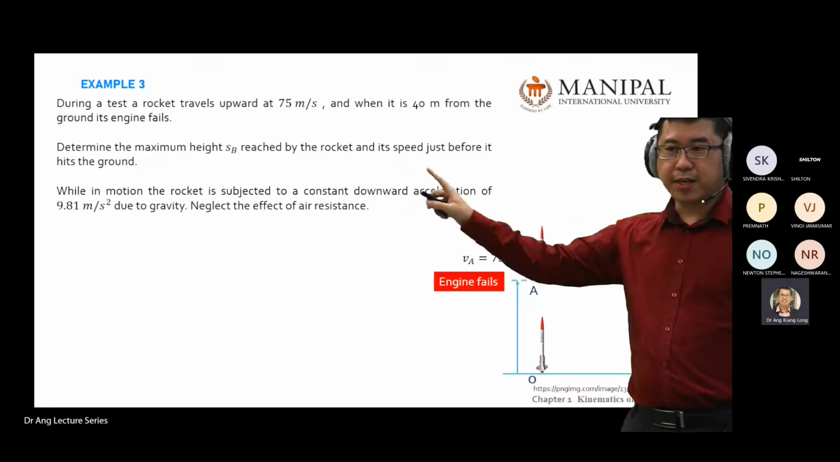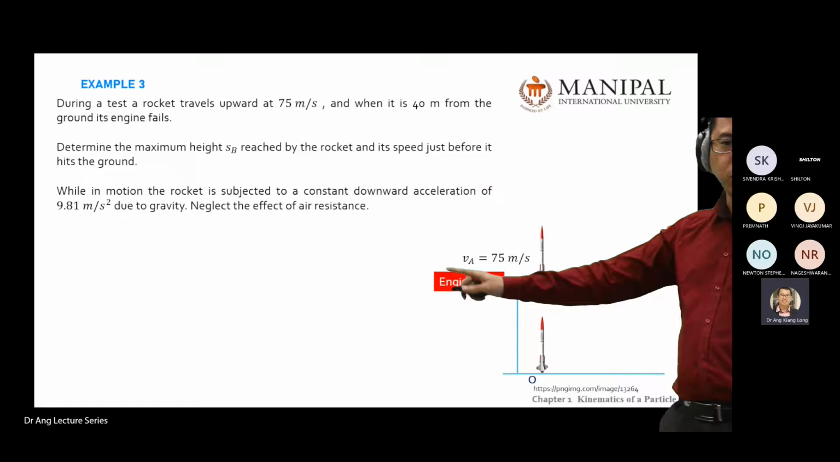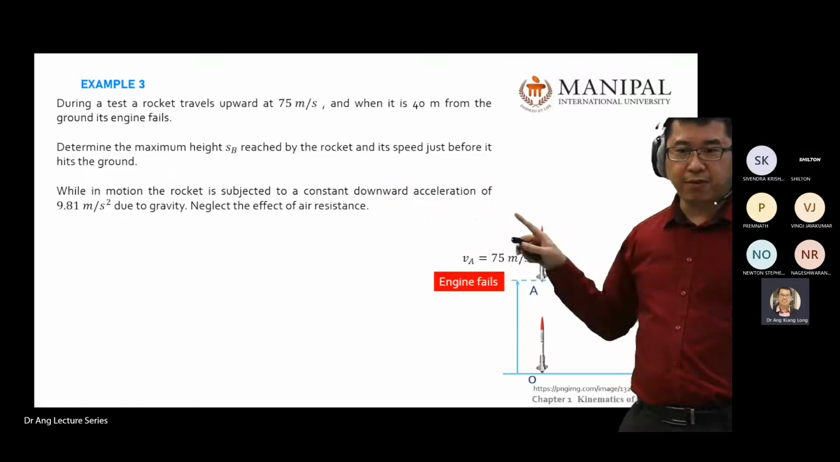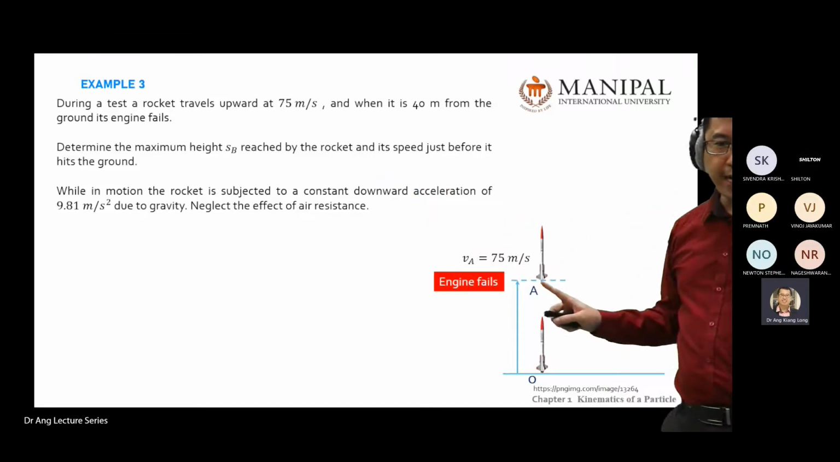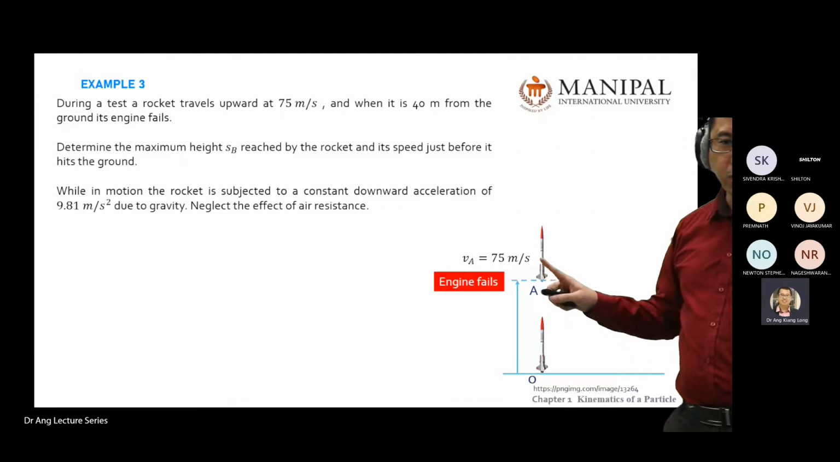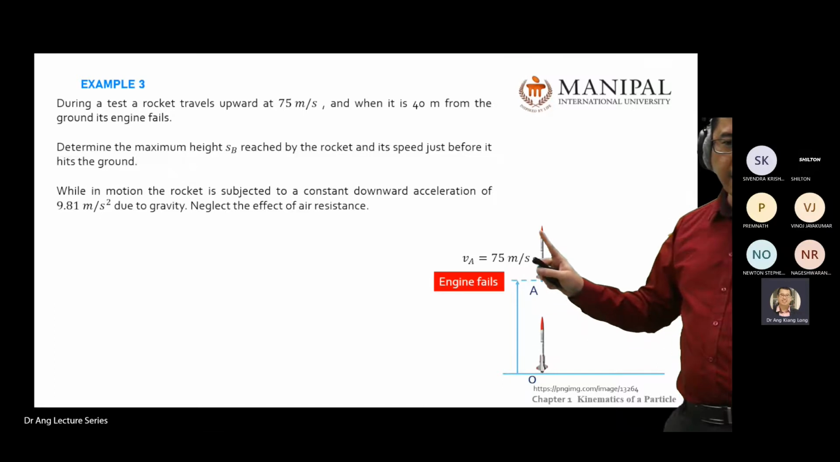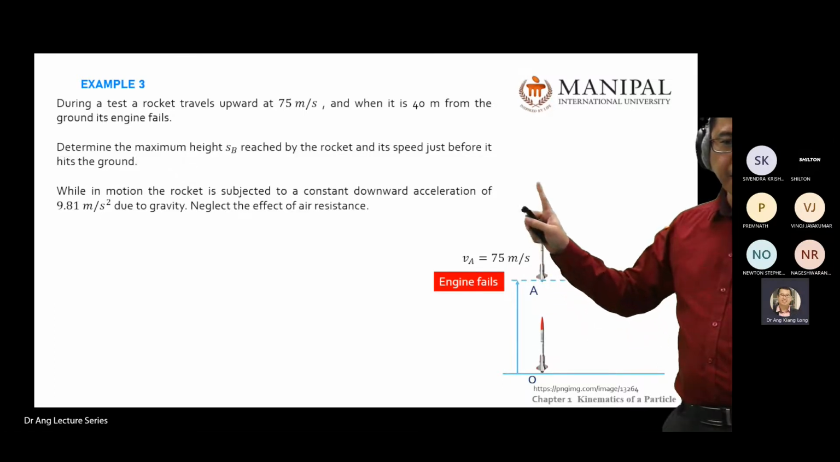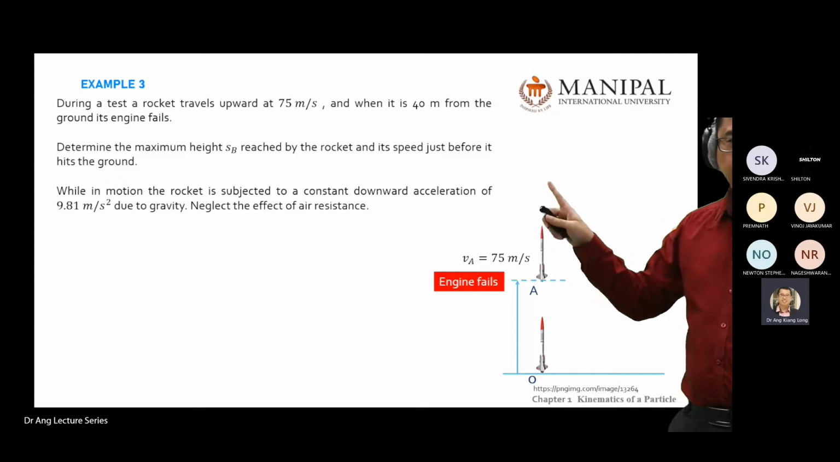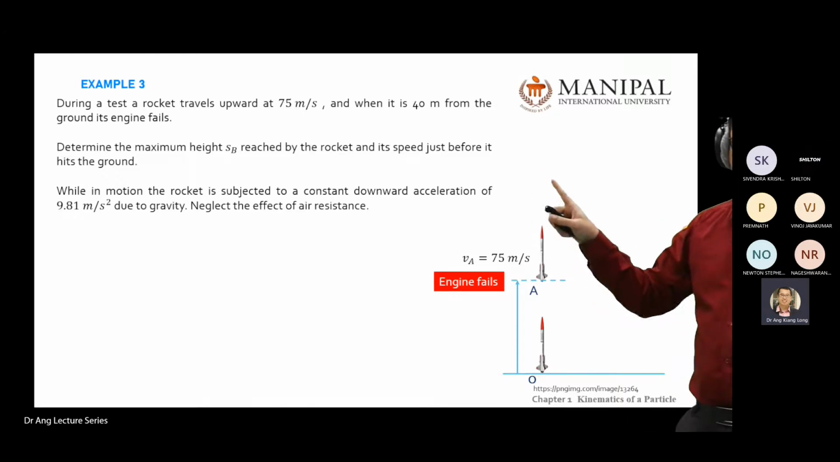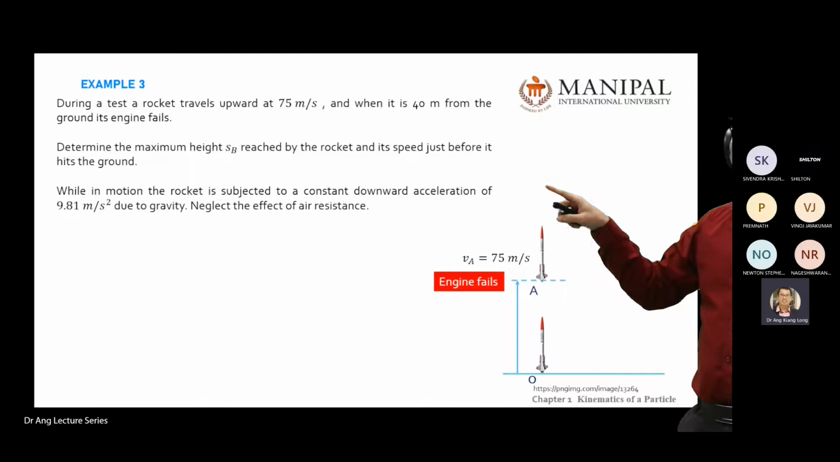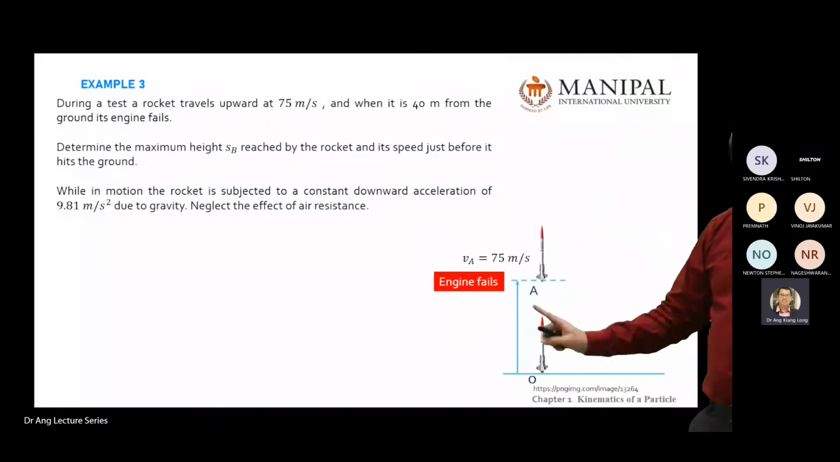So determine the maximum height. We need to calculate the maximum height of this rocket, because as this rocket continues to climb, because you still have velocity, it continues to climb up and starts to slow down until one point it reaches velocity 0. You need to find the location, the S_B. There's a point where the velocity becomes 0. You need to find this S from the origin. Here to here is your S_B.